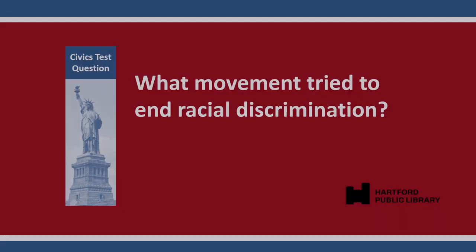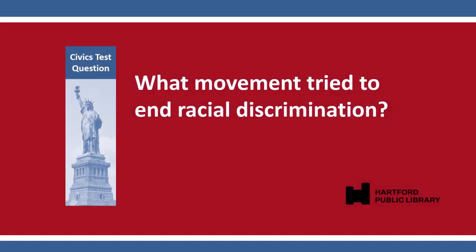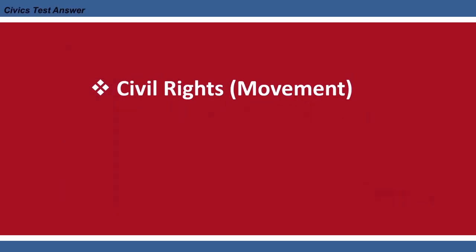Civics test question. What movement tried to end racial discrimination? The Civil Rights Movement. The Civil Rights Movement tried to end racial discrimination in the United States.